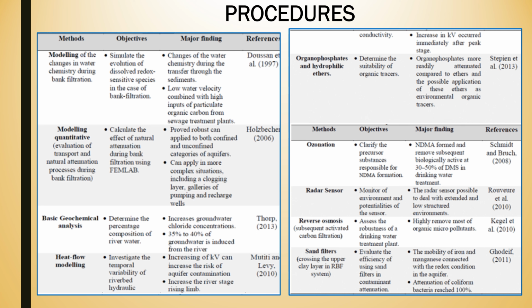For the bank geochemical analysis, the objective is to determine the percentage composition of river water. Then the finding is an increase in groundwater chloride concentration from 35% to 40% of the groundwater induced from the river. Heat flow modeling is to investigate the temporal variability of riverbed hydraulics. The finding is that an increase of Kb can increase the risk of aquifer contamination and increase the river stage rising limb. Also a change in Kv occurs immediately after peak stage.